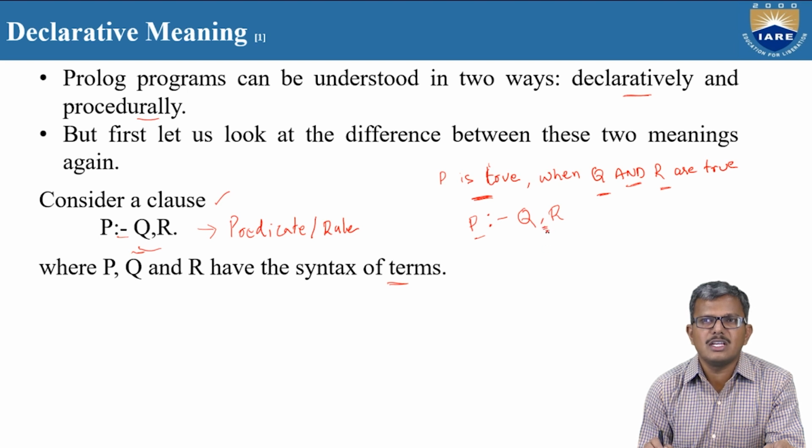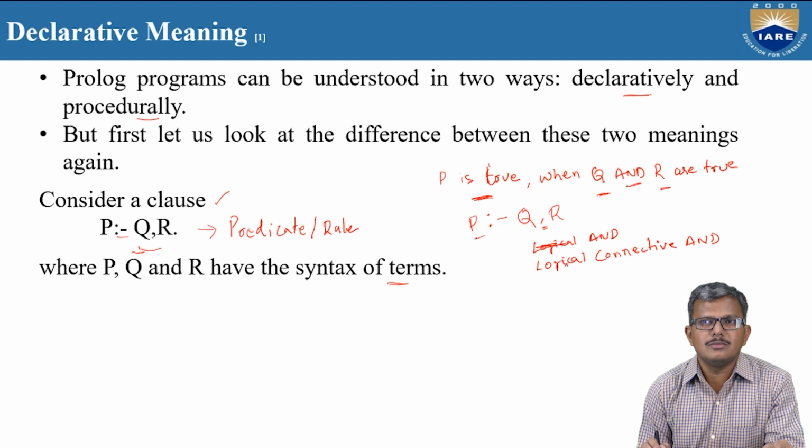Okay, so this one we can say is a conjunction. When it is a conjunction, we can also say that the comma is called a logical and. Right, or simply we can say the logical connective "and". According to Prolog, this is called a logical connective and. Even in simple words you can take it as logical and, but this term is the best suitable term for that.